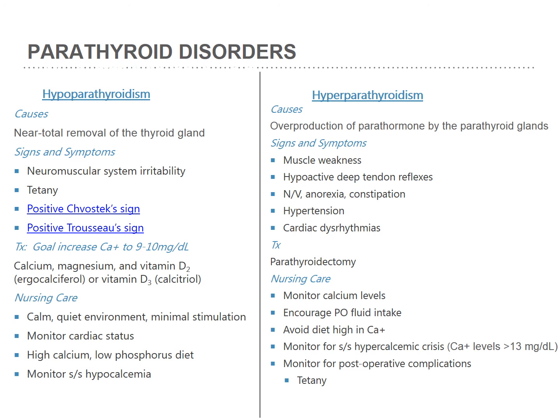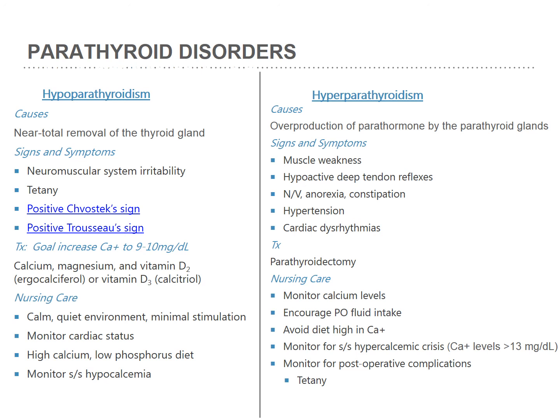So if calcium levels become very high, like in a hypercalcemic crisis when their calcium level is greater than 13, then they're at very high risk for cardiac dysrhythmias and sudden cardiac death. So it's important to monitor their calcium levels. Treatment would be parathyroidectomy, so remove the glands that are causing too much of the parathormone to be produced.